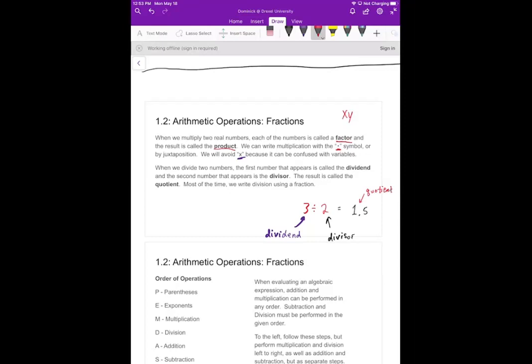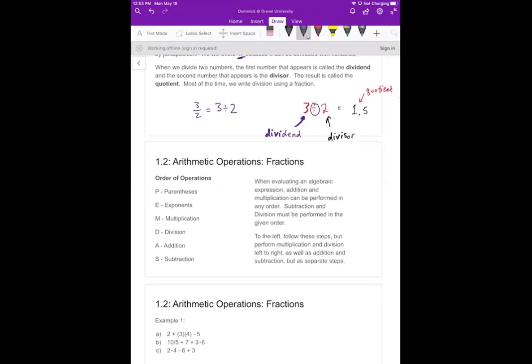All right, and for the most part, I will avoid using this symbol for division. A lot of times I'm just going to indicate division with a fraction, right? These two things mean the same thing. All right, so just keep that in mind as well.